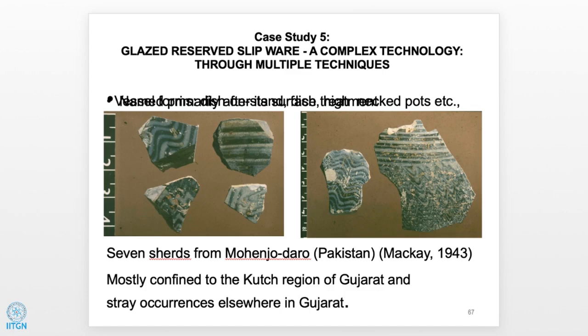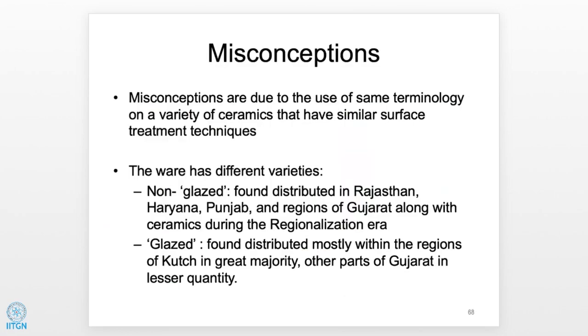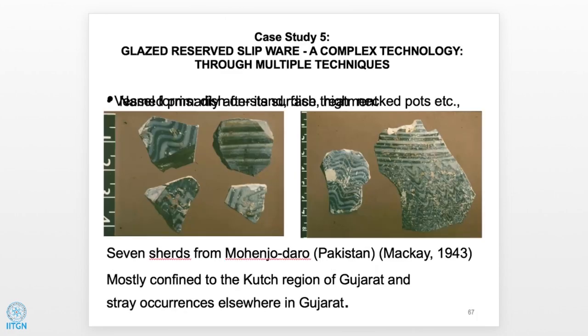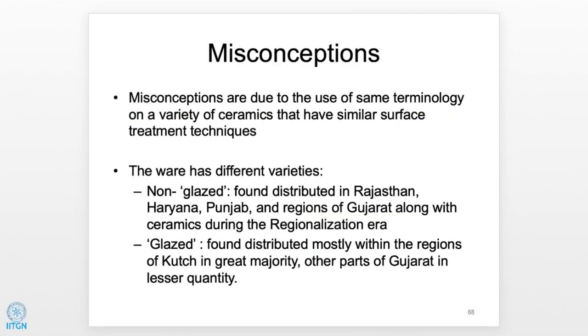There are only 7 sherds from Mohenjo-daro. Mackay could find only 7 sherds, but its distribution is very popular in the Kutch region. A large amount of this ceramic you will find there. But then there have been a lot of misconceptions about it, especially with regard to the nomenclature, because this particular thing is what Mackay calls glazed reserve slipware. Other than this, there are several other kinds of reserve slipwares.